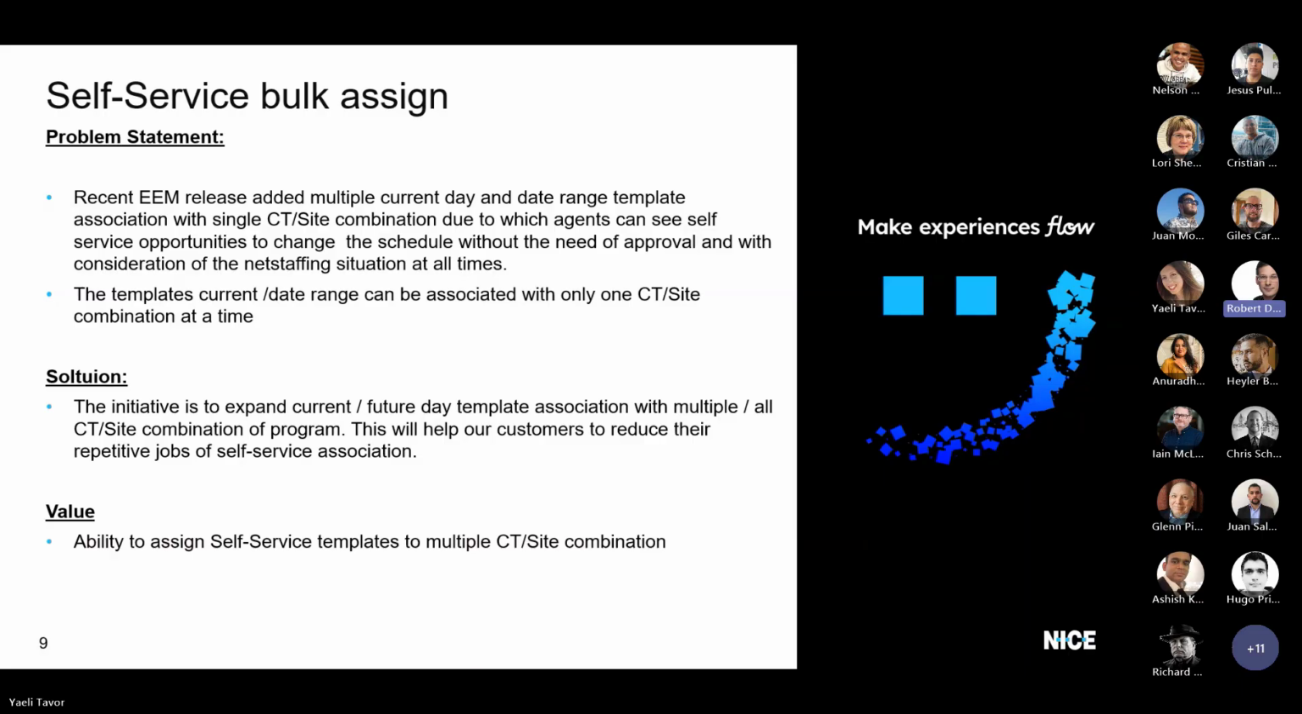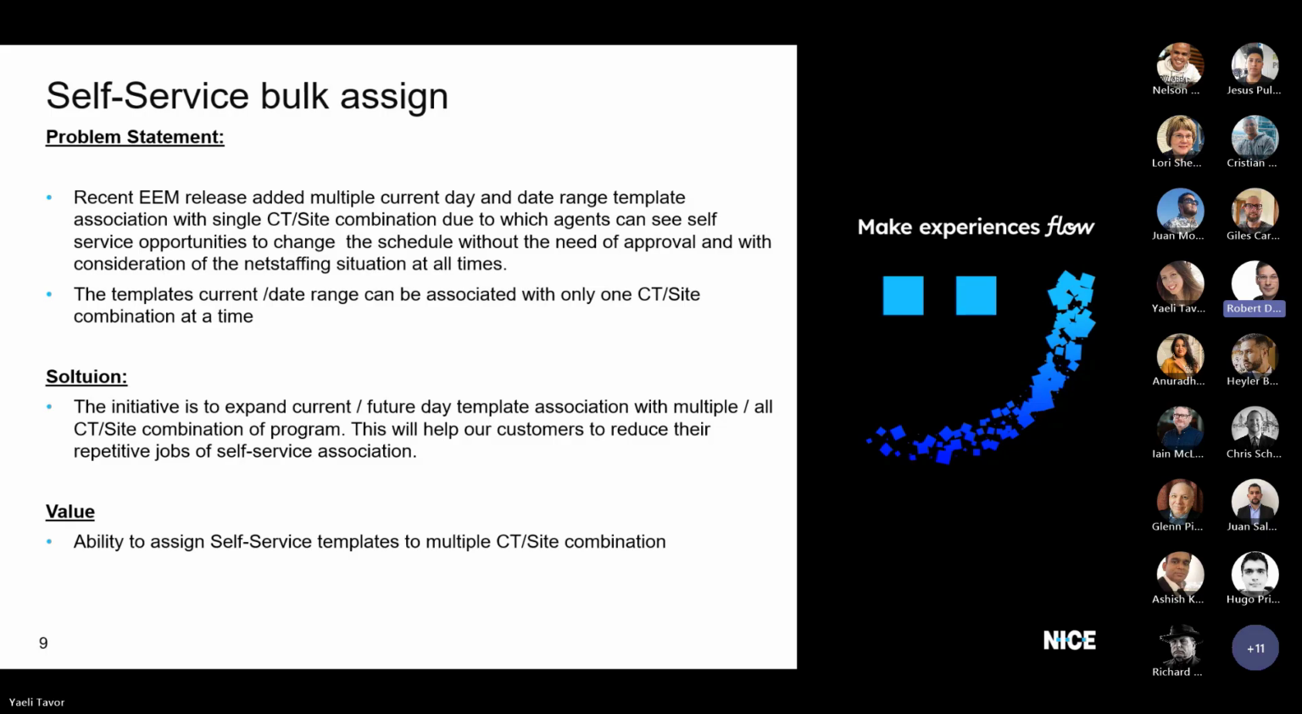All right, so self-service bulk association. Obviously in 9.0, we added a lot more self-service templates to consider with the date range and current day templates, and also date range for the current day. So rather than having one template that applies for the entirety of a CT site always, you can have multiple templates for each CT site for current day and multiple templates for each CT site for future day. To alleviate a lot of the work on that, we added the option to do bulk association.